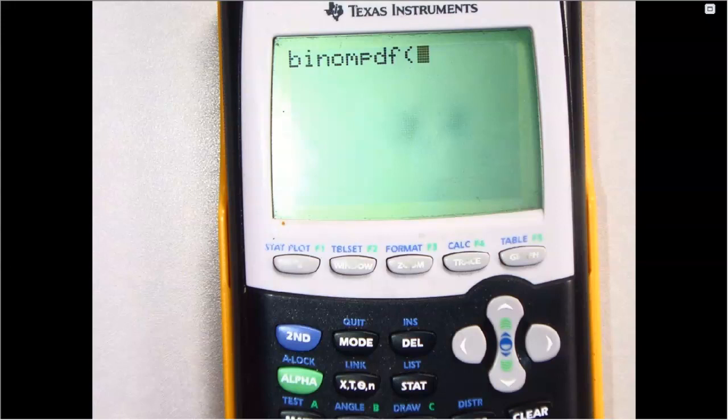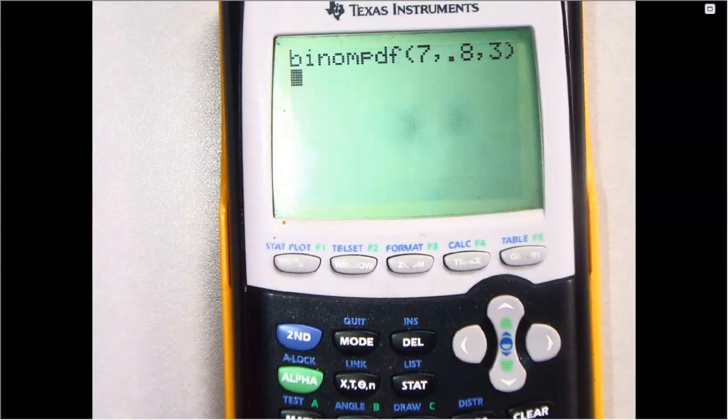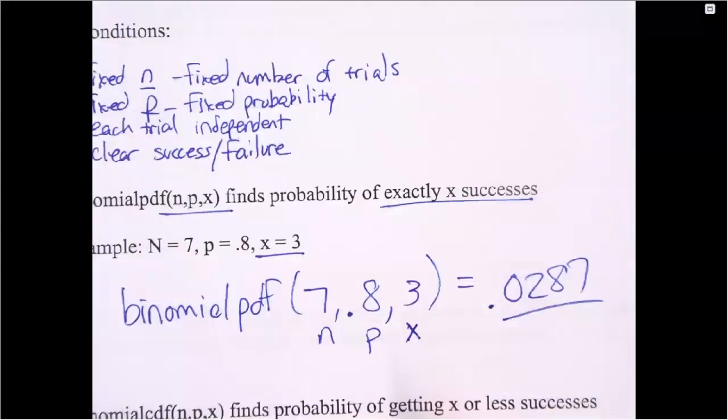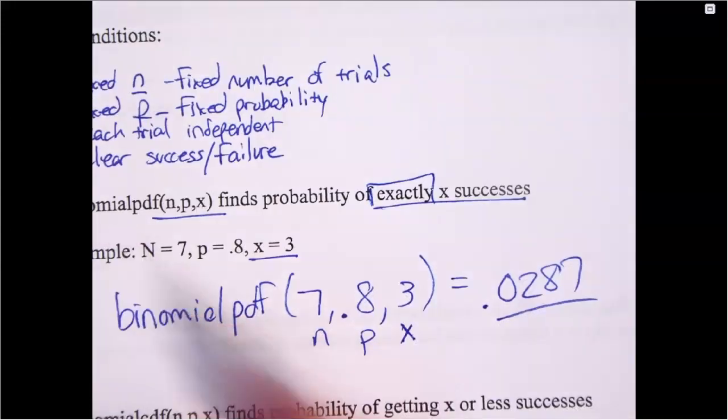But I'm just going to type exactly what I just wrote down. So 7, comma 0.8, comma 3. Second bar is done. Are we good? Okay. And then enter. So I should get 0.0287, I guess. Are we all getting that? Okay. So that's PDF. If you're looking for exactly a certain number of successes, that's what you're going to use.